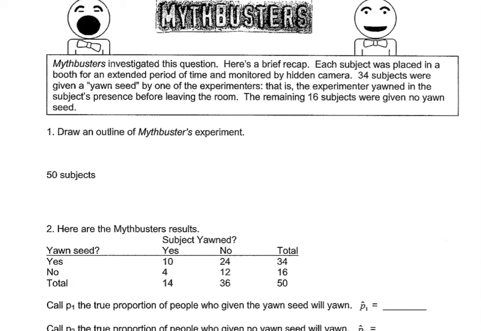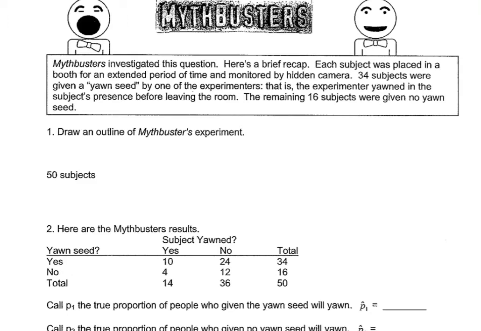Chapter 10 expands on what we learned in both chapters 8 and 9, except now we're dealing with 2 samples at a time instead of just 1 sample. So we'll start with this example from an episode of Mythbusters where they were trying to figure out if you saw somebody yawn, if that would make you more likely to yawn yourself.